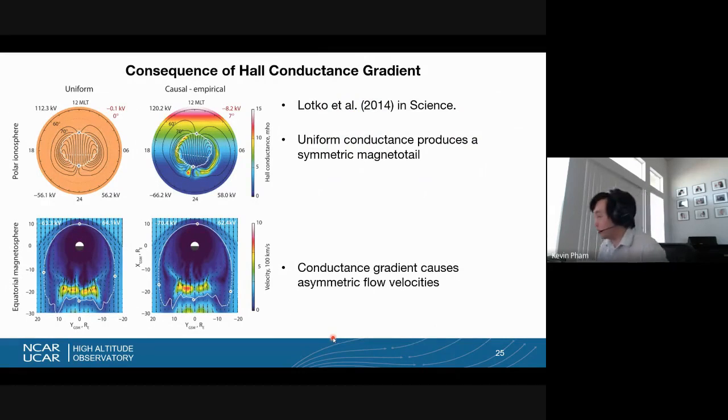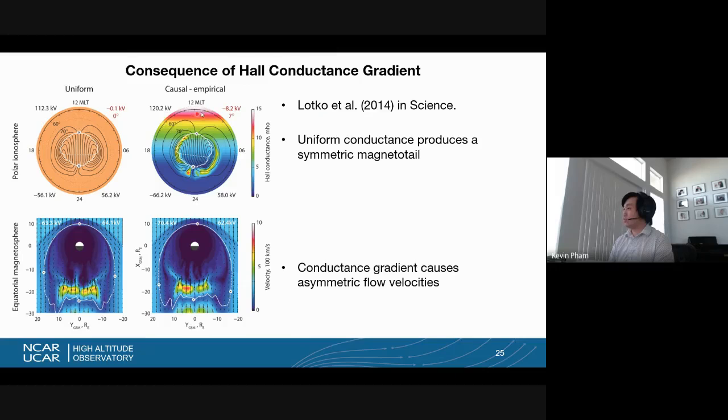the polar cap potential generates an electric field, and then that electric field starts moving the ions in the magnetosphere. If we had a uniform conductance pattern, which is this top left plot here, which is not what we're using in this case, then our polar cap potential would be very symmetric between the dawn and the dusk. That generates a very even and symmetric magnetosphere shape.